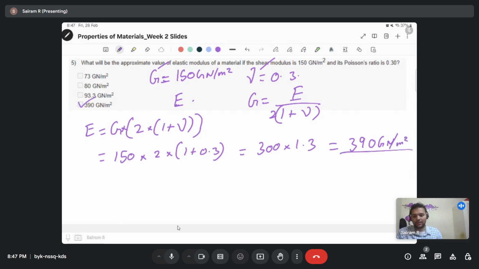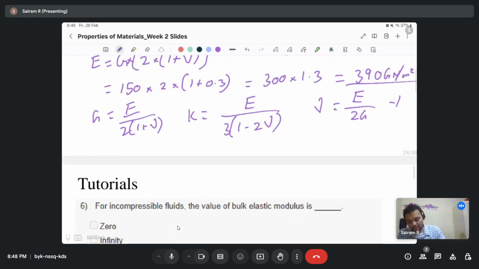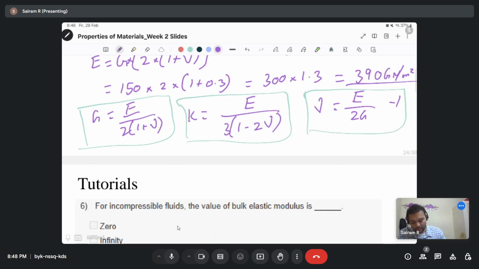So the answer to this will be option D. We'll revise the relations here once again. G equals E by 2 into (1 plus nu). K equals E by 3 into (1 minus 2 nu). And then nu equals E by 2G minus 1. These are the three relations, very, very important. If we know either of these two, we'll be able to find the third one.